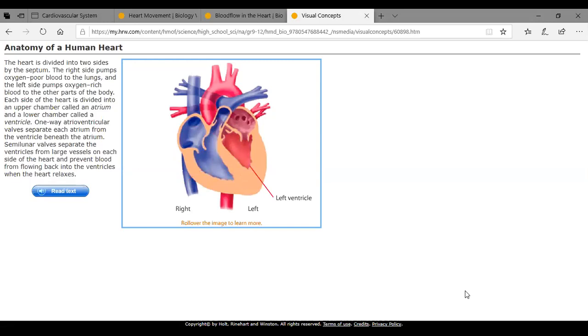The heart contains four valves: one, the tricuspid valve, two, the mitral valve, three, the pulmonary valve, and four, the aortic valve. Now, valves are a flap of tissue that prevents the blood from flowing backward. For example, the blood will flow from the right atrium to the right ventricle. So the valve will close once the blood flows to the right ventricle, to prevent the blood from going back to the right atrium.